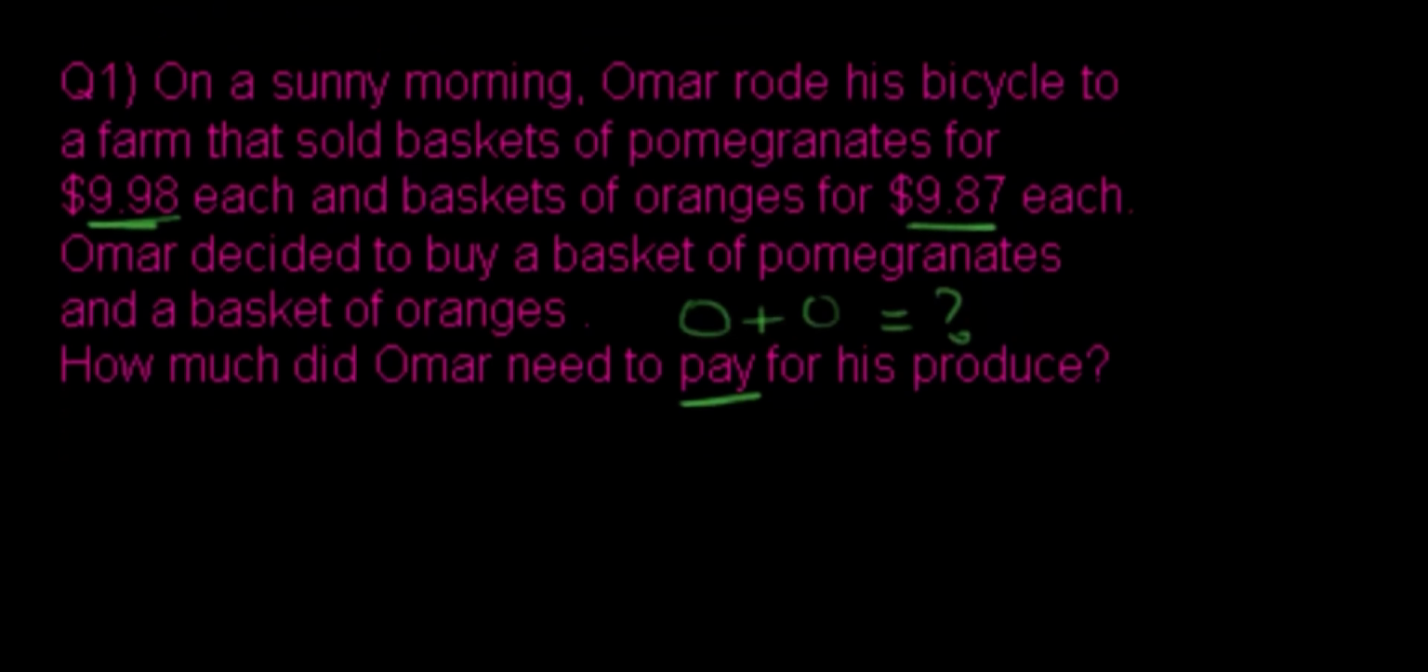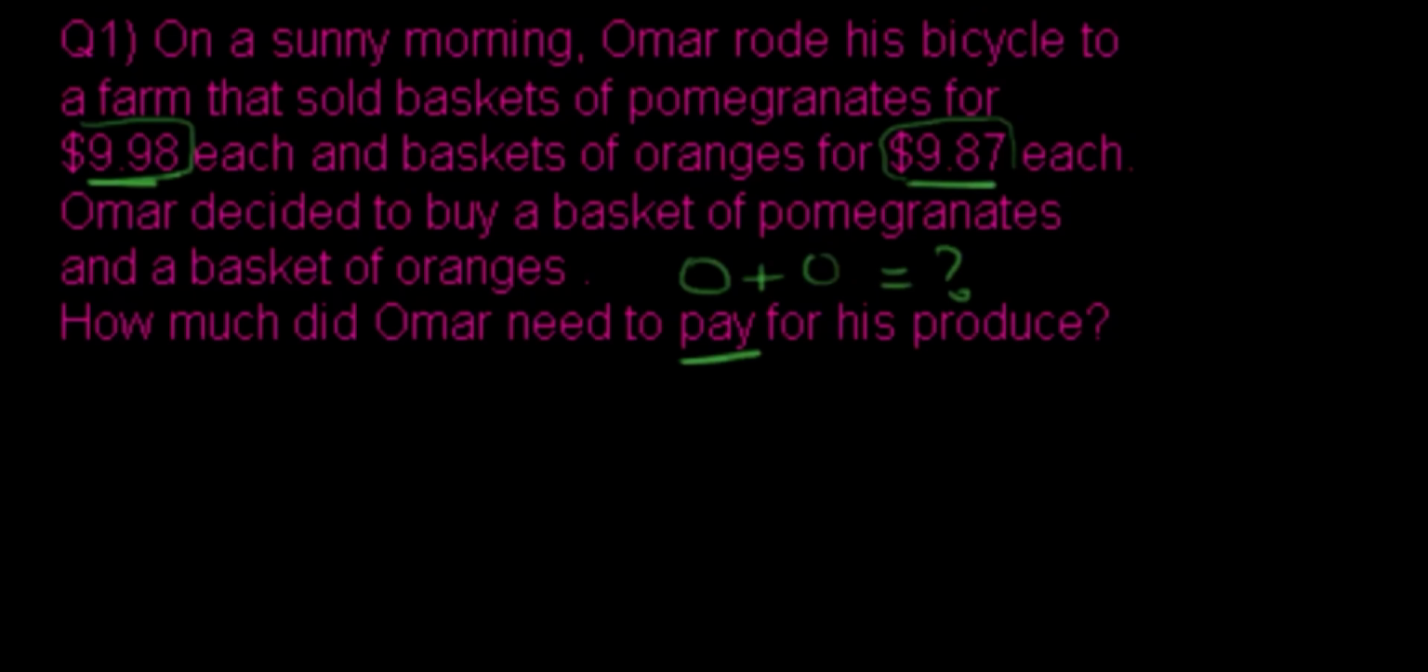So basically he's buying 2 things. He's buying a basket of oranges and a basket of pomegranates, 9.98 and 9.97. Common sense, we've got to add them, right? How do we add decimals? Luckily over here, they are given in a row.